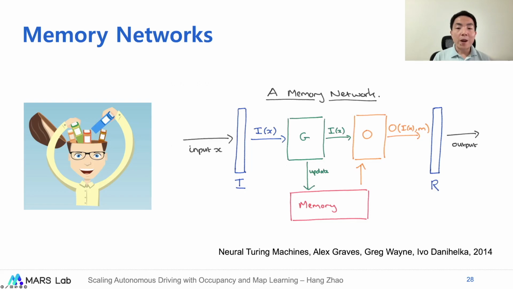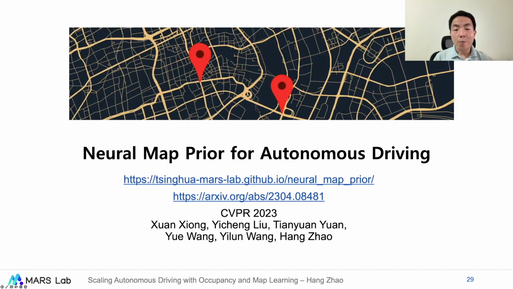So I started thinking about how we human beings memorize the roads, and also inspired by a pioneering paper in neural memory, we proposed a memory network for high-definition maps. Our paper is called Neural Map Prior for Autonomous Driving.